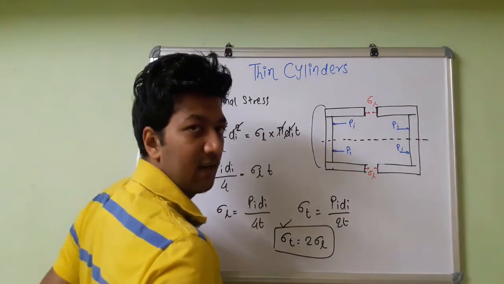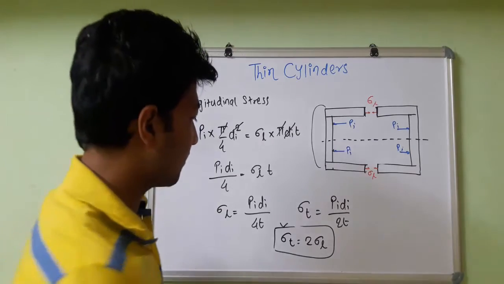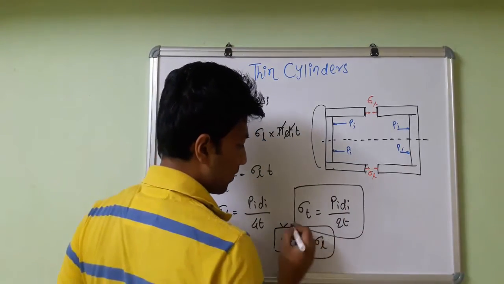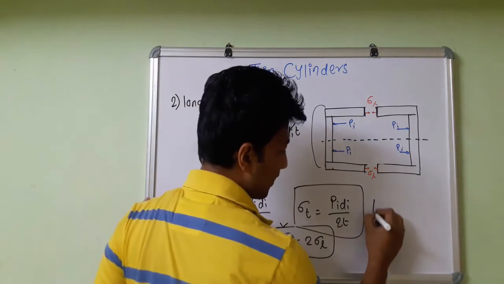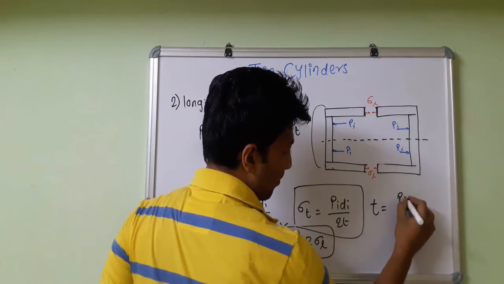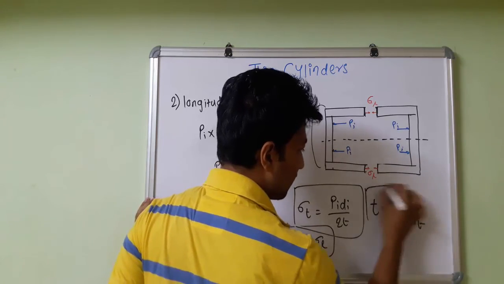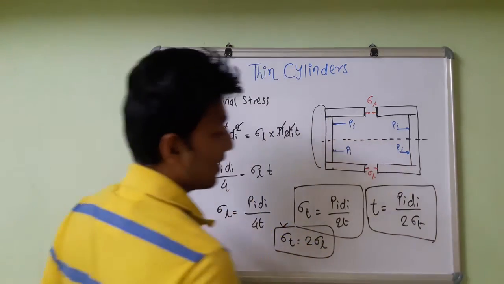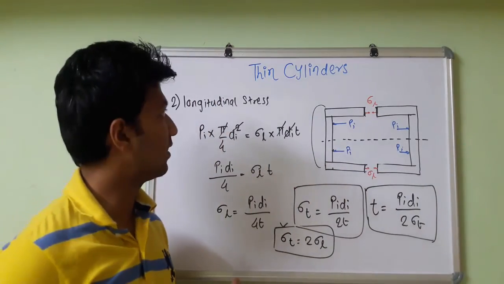When designing the thin cylinder, we use these formulas to find the thickness or the stresses. To find the thickness, we transfer T to this side, which gives T equal to Pi di upon 2 sigma T. This is the formula to find the wall thickness of the thin cylinder. That's all for the thin cylinder.